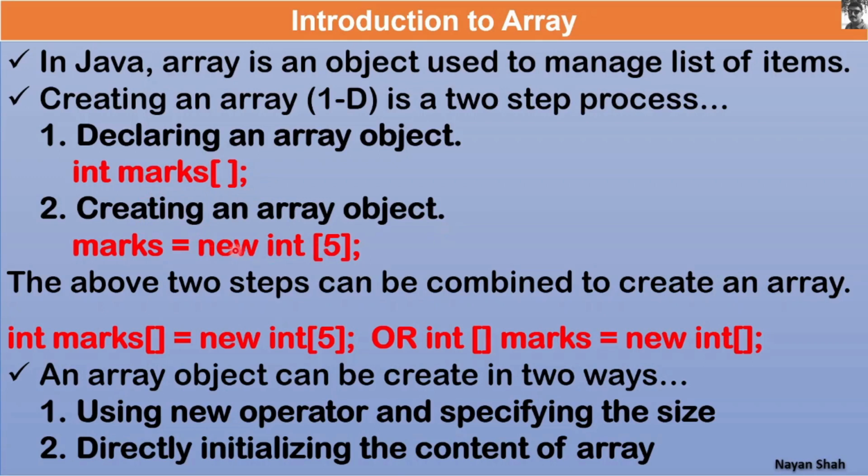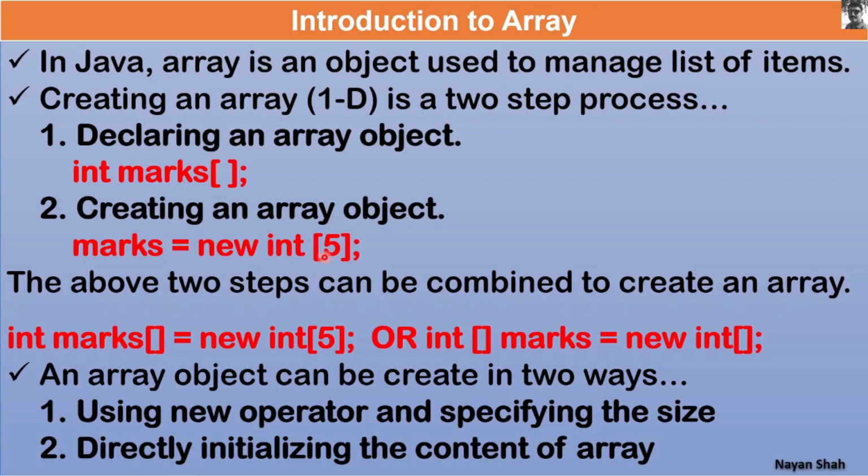Now creating an array, again it is the same as a normal object, where we say A is equal to, if you remember, room R1 and R1 is equal to new room. In chapter 7, if you remember, room R1, and then we were writing R1 is equal to new room. Similarly here integer marks, and marks is equal to new integer of 5. Here this 5 indicates that we are creating an array with 5 elements. So there will be 5 boxes or 5 continuous memory locations where we can store some integer values.